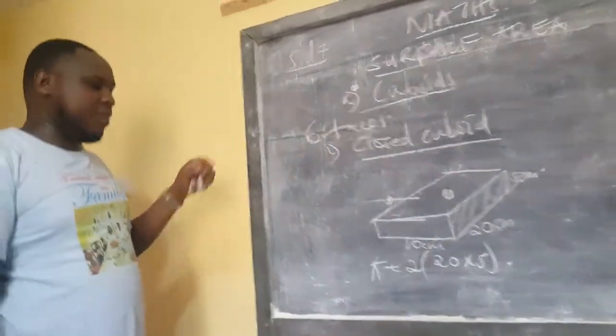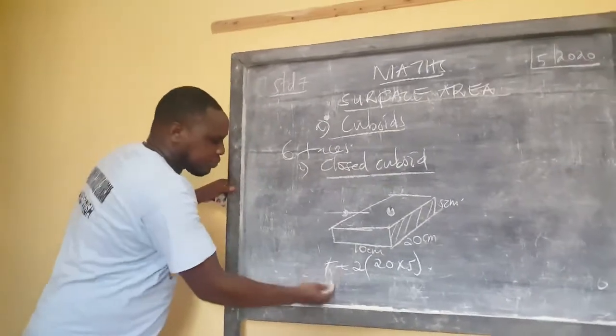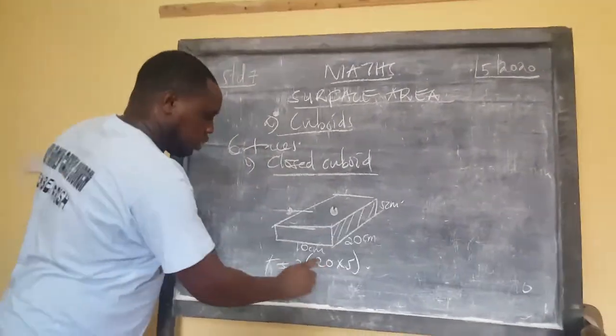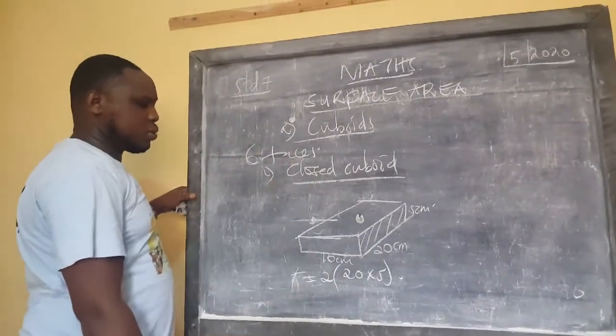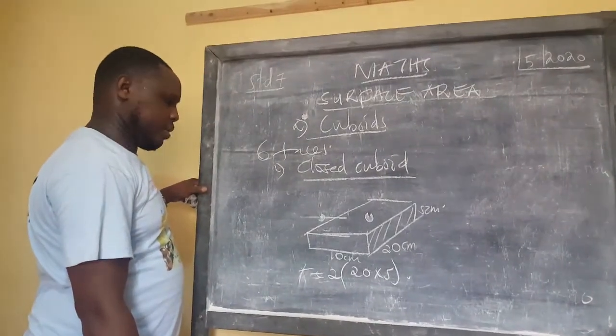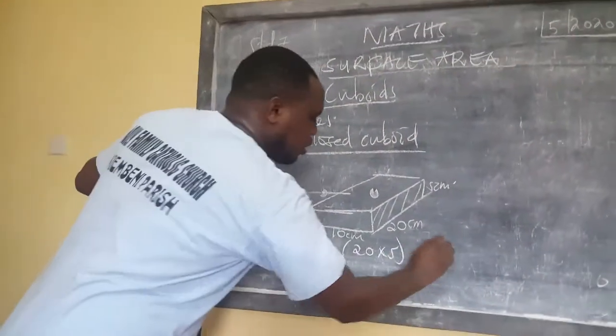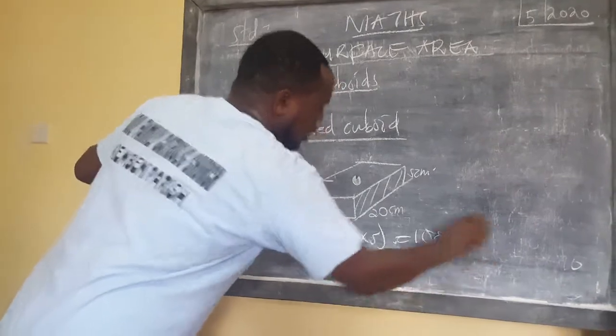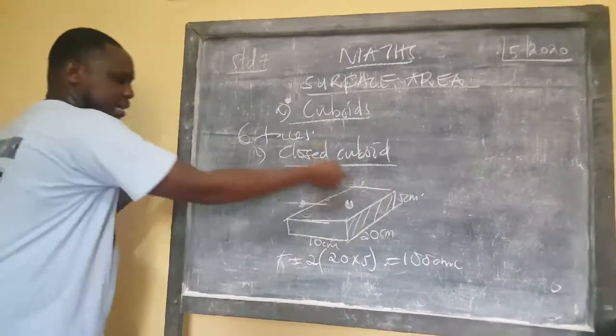So we get the area of that. The other one, this will give us 20 times 5, which is 50. 50 times 2, this is going to be 100 centimeters squared. We are done with this one and the other one on the other side.